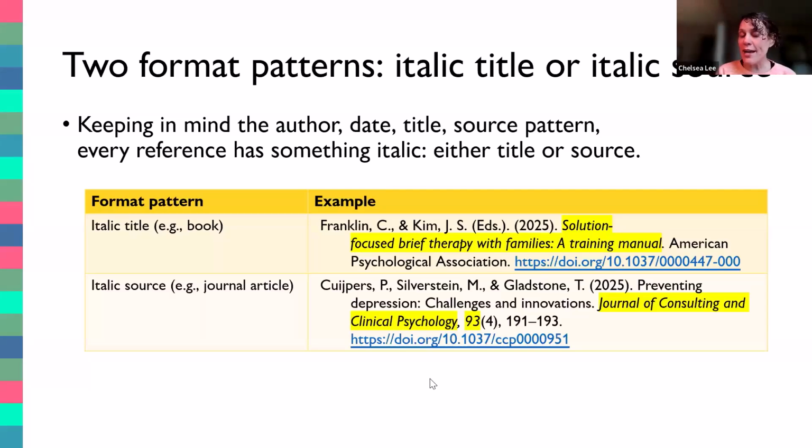An example of a source that has italics within the source element is a journal article, where the name of the journal, the name of the periodical, is what is italicized. And then the name of the actual article itself is just presented in standard type. And so every reference is going to have something italic, and it's just a question of, is it going to be within the title or within the source? Go to next slide.